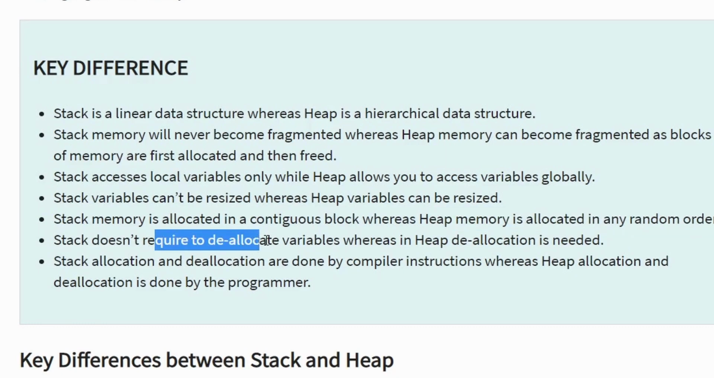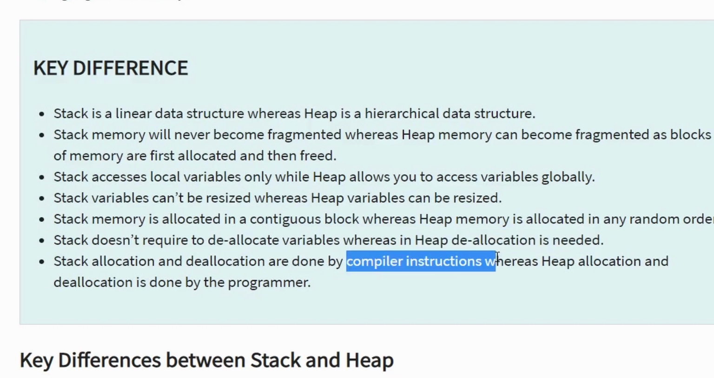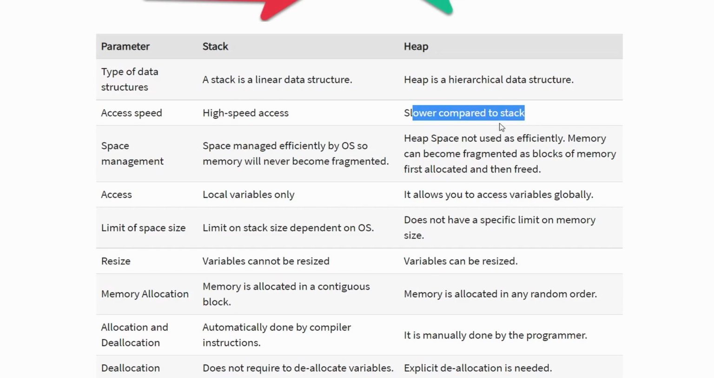Doesn't require to deallocate variables. So yeah, these will usually get destroyed in destructors, whereas heap deallocation is needed. Stack allocation and deallocation are done by compiler instructions, whereas heap allocation and deallocation is done by the program. Okay, stack is linear, a heap is hierarchical. Stack has high access speed and heap is slower, and you can imagine this because in a heap you gotta skip over memory, you gotta go through fragmentations basically, whereas in a stack you can just fly through the memory one at a time until you get to what you need.